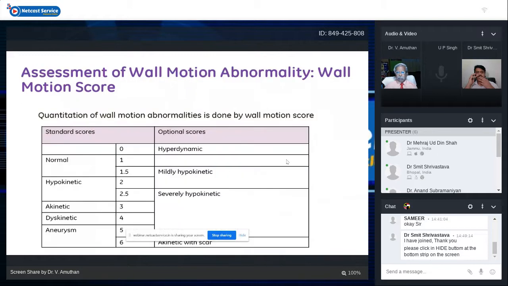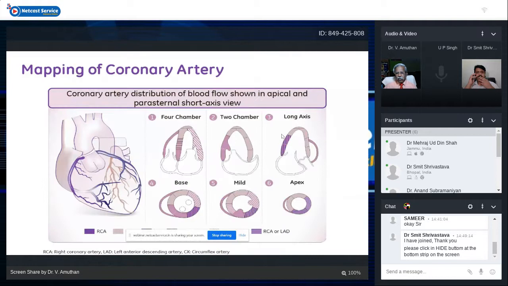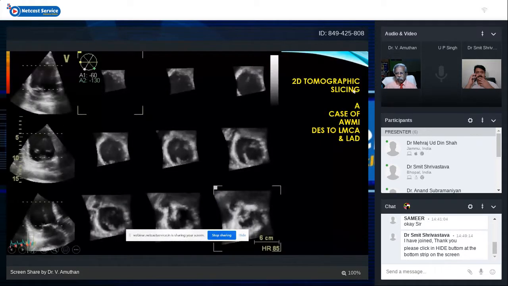And this is the regional wall motion abnormality scores which are possible. And 2D tomographic slicing will give you a better idea of the regional wall motion.